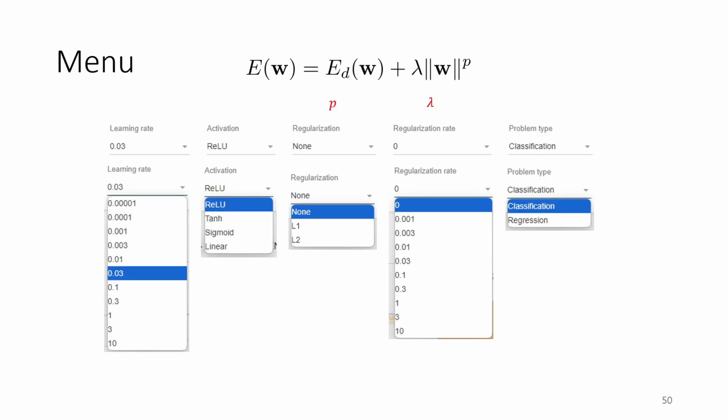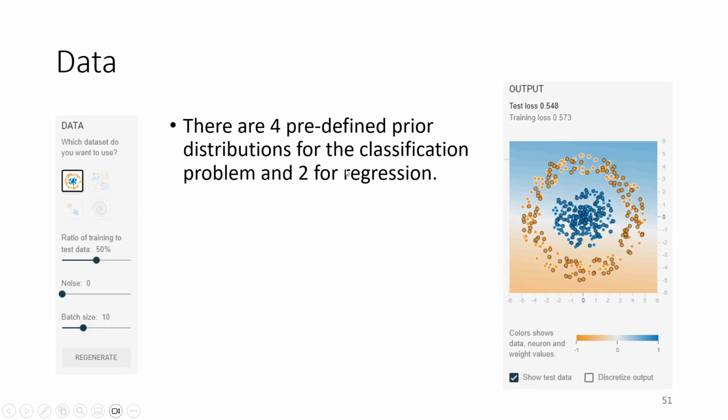So there are several options. This is the learning rate. The default is 0.03, and there are 3 different activation functions plus linear. Linear means no activation function, just use the feature. And this is the regularization term. You can choose P as 1 or 2, so this is L1 norm or L2 norm. And this is the regularization rate. It means the alpha value in your error vector.